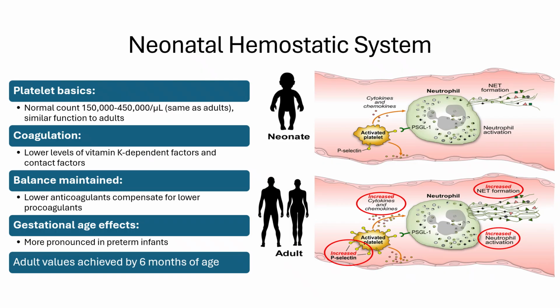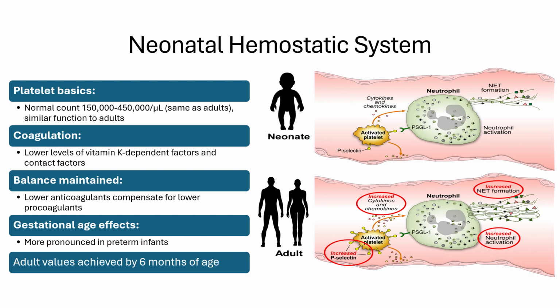Despite this hyporeactivity, neonates maintain normal to enhanced primary hemostasis due to compensatory mechanisms. Higher concentrations of von Willebrand factor, particularly ultra-large multimers, along with higher hematocrits and mean corpuscular volumes, effectively counteract the platelet dysfunction. Coagulation proteins show distinct developmental patterns.